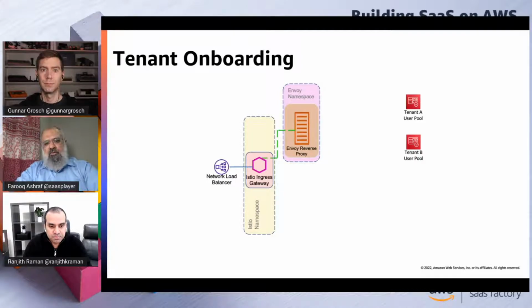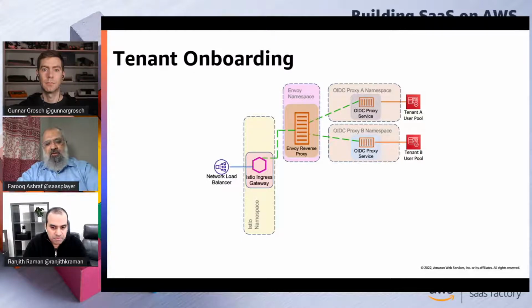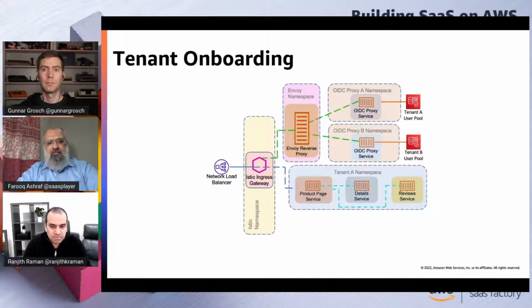So once we have the user pools ready, we go in and deploy the OIDC proxy service, create the namespace, deploy the service, make those configuration changes to Envoy as well as to the OIDC proxy, so that it's connected to the Envoy as well as the user pool, and that we do for each of those tenants that we deploy. And then we go ahead and deploy the services for each of those tenants, and any configuration that may be required for those services, along with the container images.